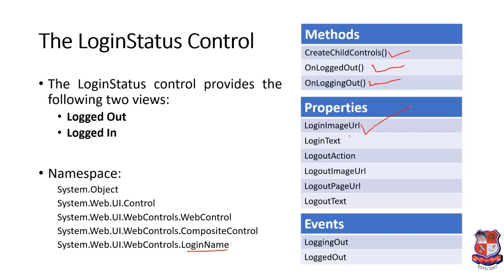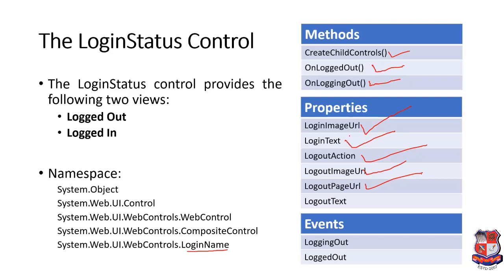Now we are going to discuss properties. First is LoginImageUrl. It is used to retrieve or set the URL of the image used for the login link. Next is LoginText. It is used to retrieve or specify the text used for the login link. Next is LogoutAction. It is used to retrieve or specify a value to determine the action when a user logs out of a website with the login status control. Next is LogoutImageUrl. It is used to retrieve or specify the URL of the image used for the logout button.